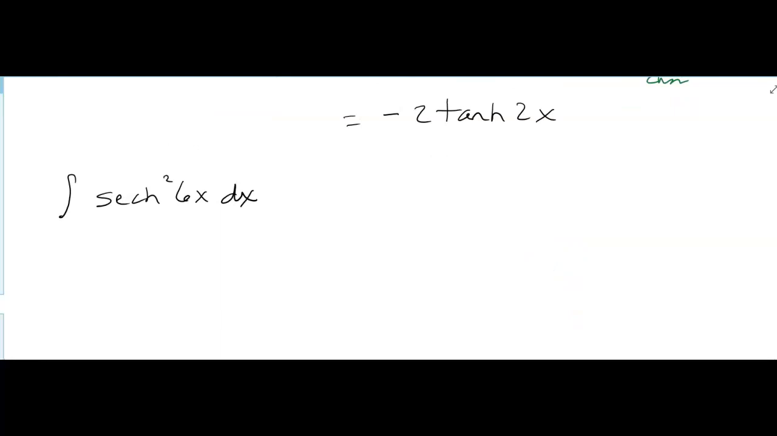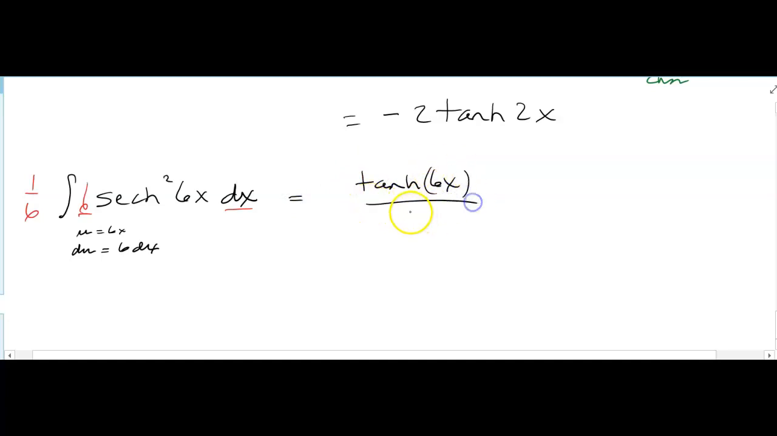But we have a u sub issue here. If you want to, you can take your time and say, well, I have to let u equal 6x, du equals 6 dx. This is a very simplistic u sub, so I'm not even going to write the whole thing out. I don't have the 6 dx, so I have to put a 1/6 out front. That's what I mean by a simplistic u sub: you just need to add the constant that's not there and put the reciprocal on the outside. So it is tanh of 6x divided by 6, and of course plus c because this is an indefinite integral.